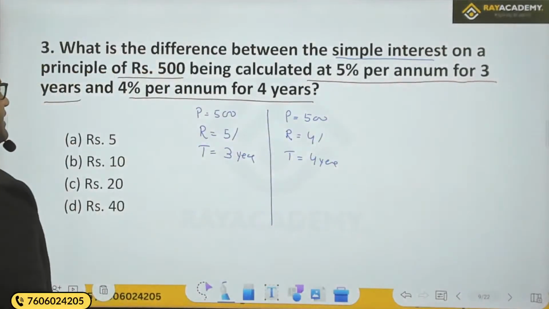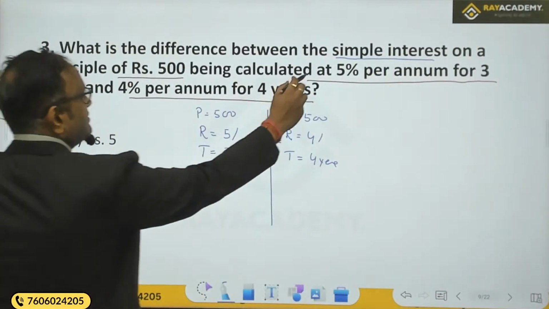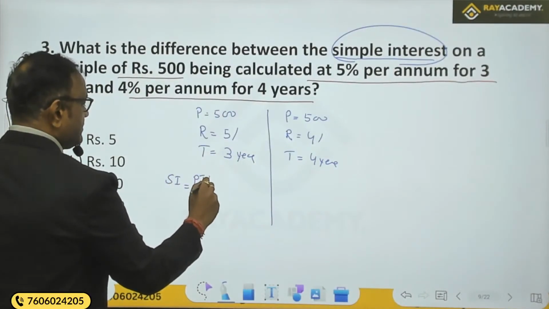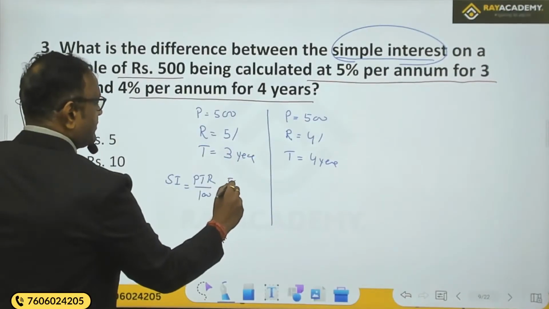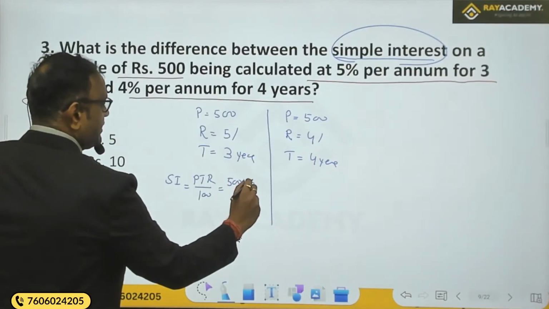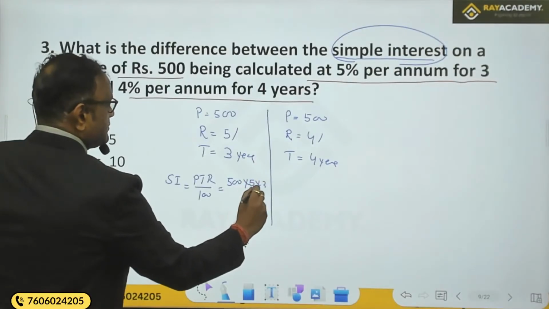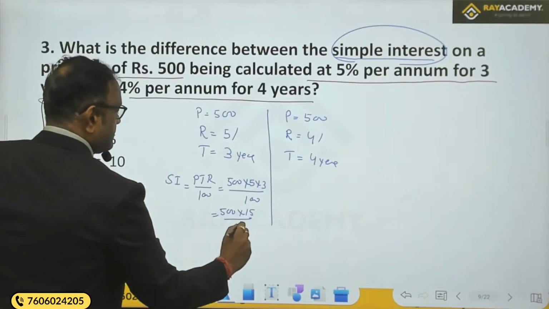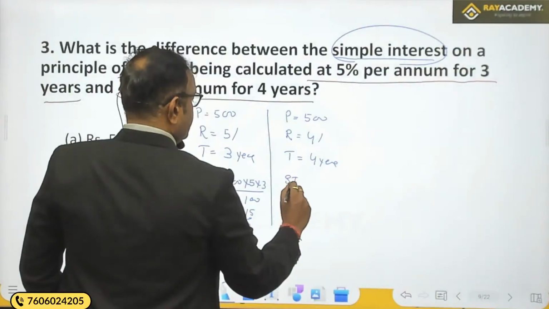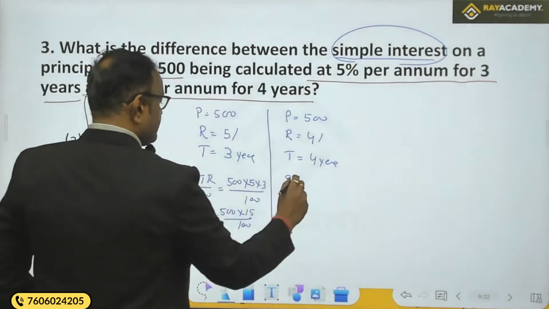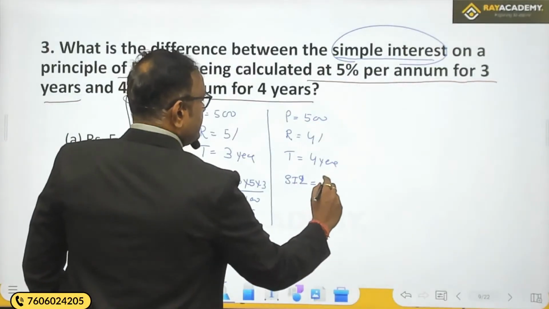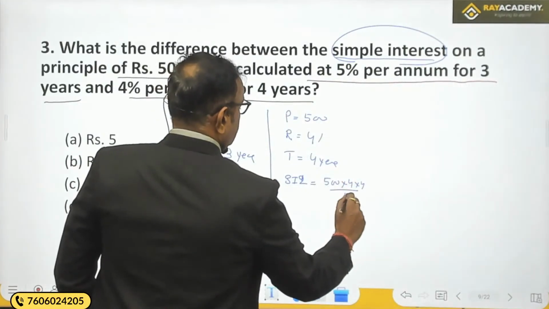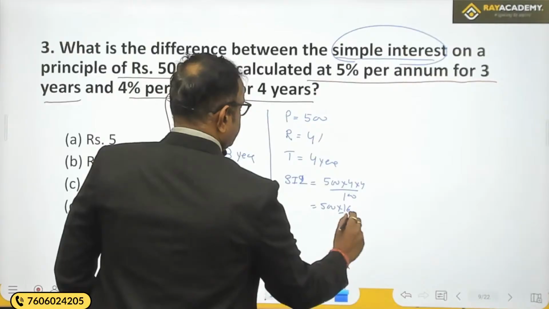Okay. Now they are asking what is the difference between the simple interest. So what is the simple interest formula? Simple interest is PTR by 100. So that is 500 into 5 into 3 by 100. So you can say 500 into 15 by 100. For the second scenario, simple interest is 500 into 4 into 4 by 100. So that is 500 into 16 by 100.